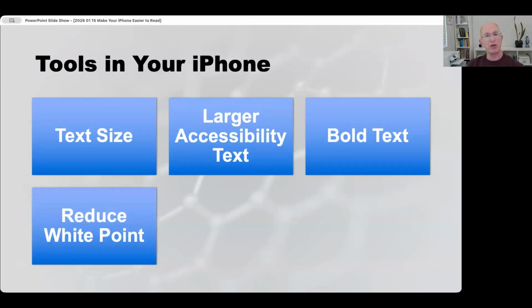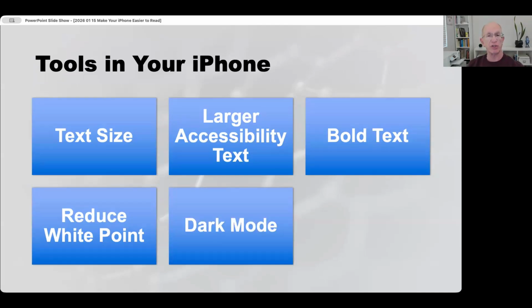You can do something called reduce white point, and I've tried doing it on my screen share. Unfortunately, it doesn't show, but what it does is moderate the white point. It kind of reduces the brightness and the contrast, because sometimes too harsh a contrast can be difficult to read. But I'll show you where the setting is.